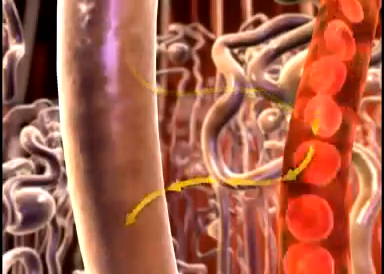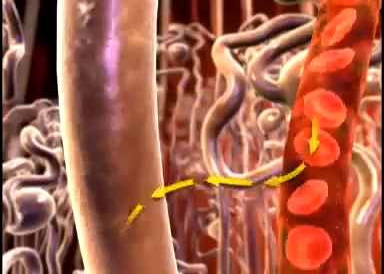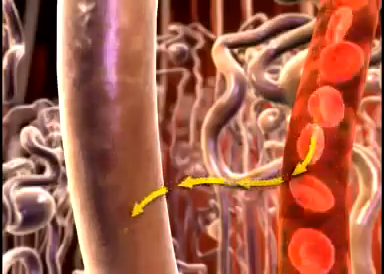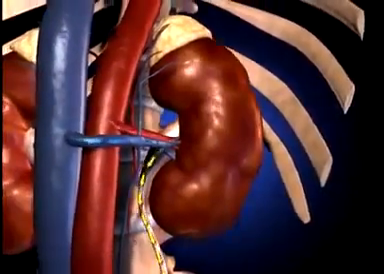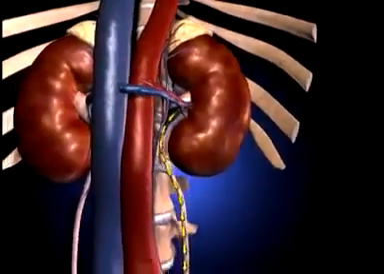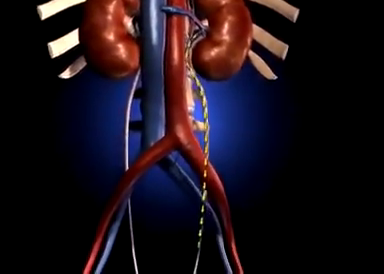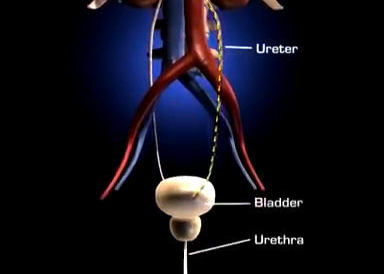Here also, through tubular secretion, substances move from the peritubular capillaries into the urine filtrate. The filtrate concentrates in the collecting tubules, then finds its way to the renal pelvis, where it is directed to the ureter, the bladder, and the urethra for elimination.